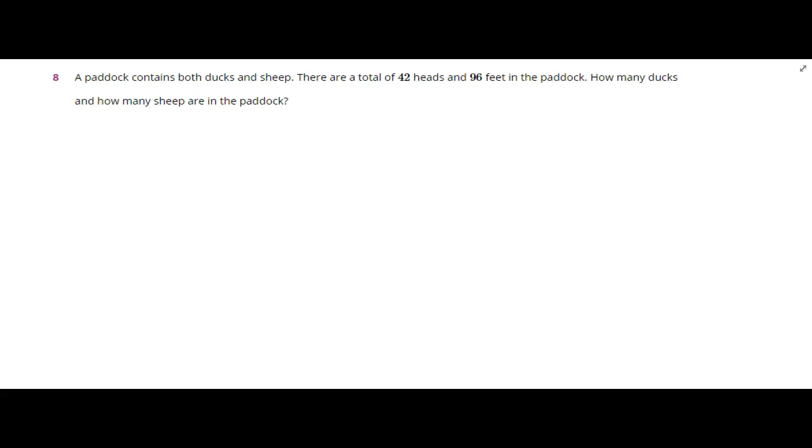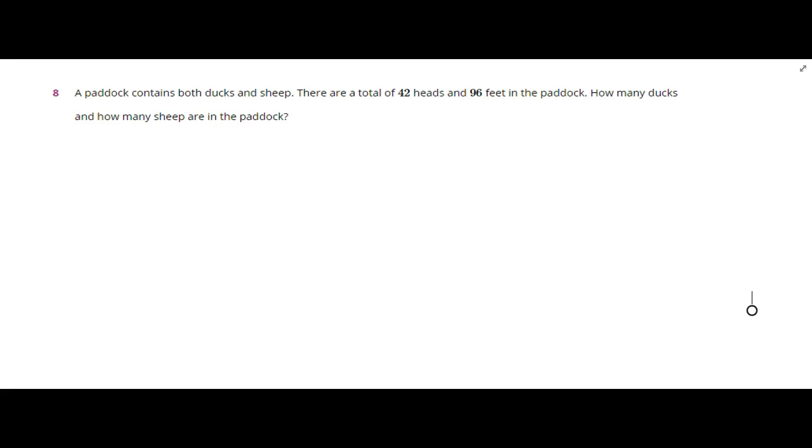Okay, so let's start by defining our variables. We're trying to find out how many ducks and sheep there are. So let's say D equals number of ducks, and obviously S is going to be number of sheep. We're also told that there's 42 heads and there's 96 feet. So let's do one equation for heads, and we'll do another equation for feet.